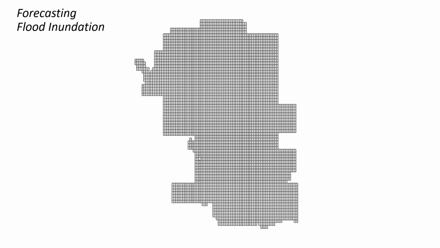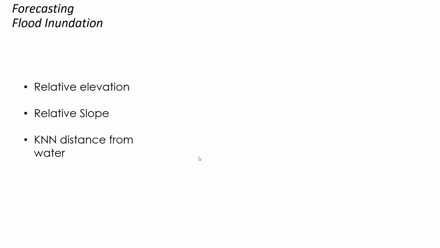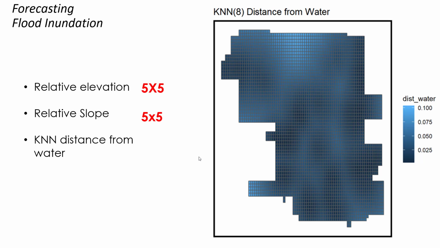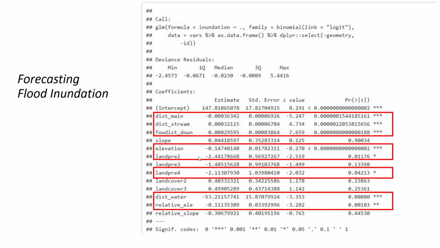Again, we bring back the fishnet as the method to incorporate the dataset. Three additional spatial features are created. Relative elevation and relative slope are based on the data in 5x5 fishnet cells. The right diagram shows the distance from the nearest water features, which is created from the classified satellite imagery. We run the logistic regression and get these most significant variables, which are highlighted.